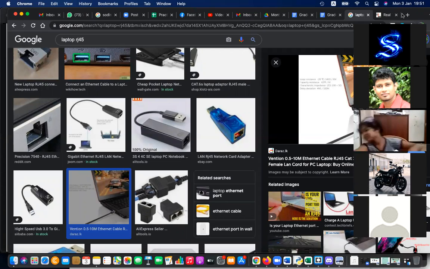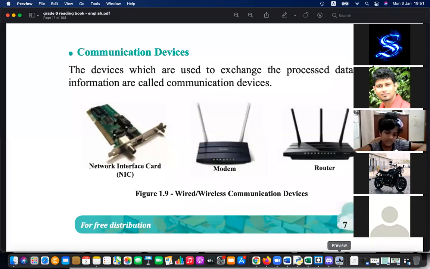Okay, then let's move to the next topic. Not only that, inside your mobile phone there's a network interface card. Basically, it helps you connect to a network, but a modem will help you connect to the internet. So in your computer you have a modem too, or in your mobile phone you have a modem, but this modem is not visible. A modem is now a chip. Earlier days, we used to purchase an external modem like this.